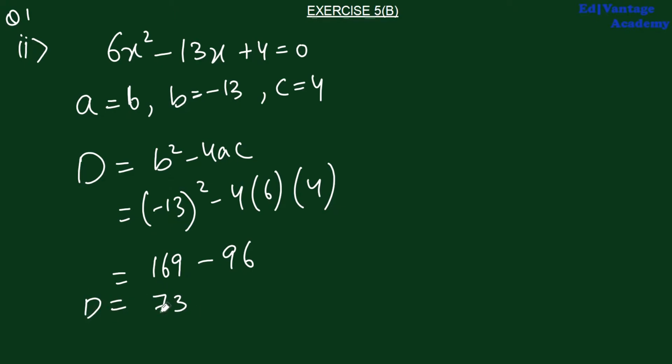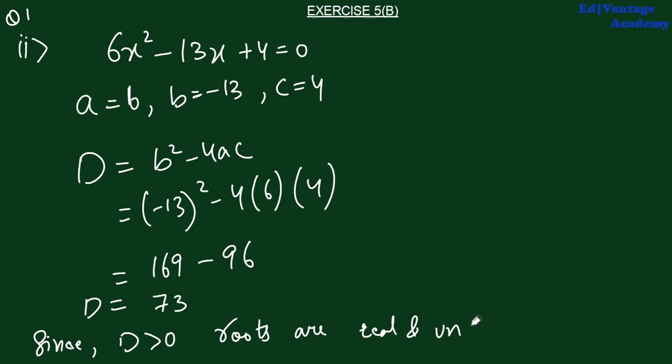So again, if you see, you got D greater than 0, so you will write, since D is greater than 0, roots are real and unequal. Or you can write, the given quadratic equation has real and unequal roots. So this is not the answer of x, this is not the root. This value is just telling us what kind of roots, what is the nature of roots for this given quadratic equation. So we'll do a third one.